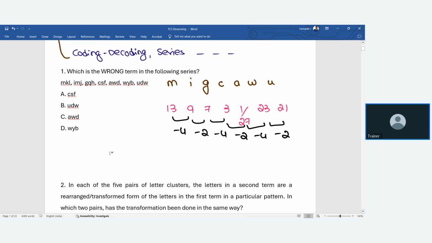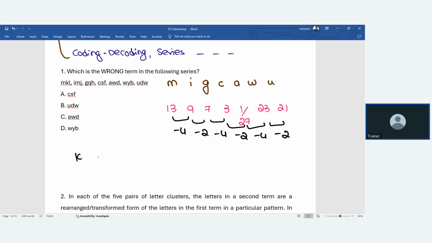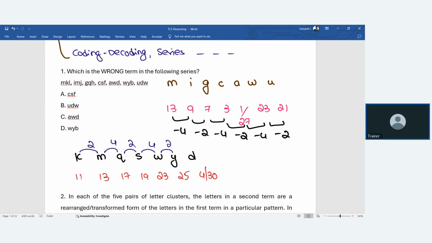Then I am focusing on the second letter. I have to check the second letter. What is the second letter? K, M, Q, S, W, Y, D. Now if you look into the second letter, it's nothing but 11, 13, 17, 19, 23, 25. D can be written as 4 or 30. Now you can observe there is a problem in this letter. Here 2, 4, here 2, then 4 means we need 29 here. But we have 30. D can be taken as 30.